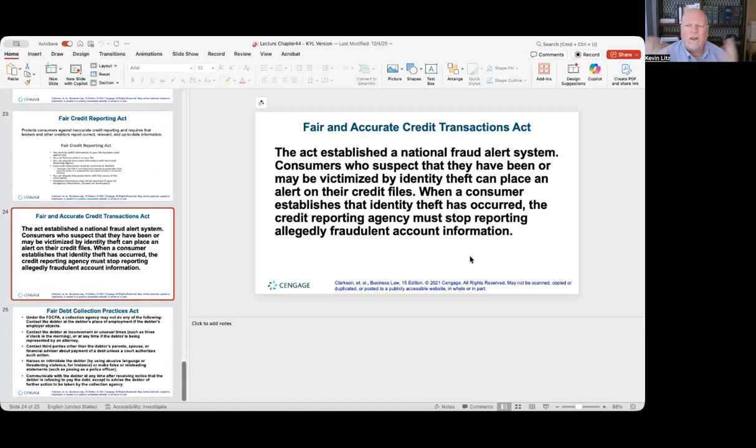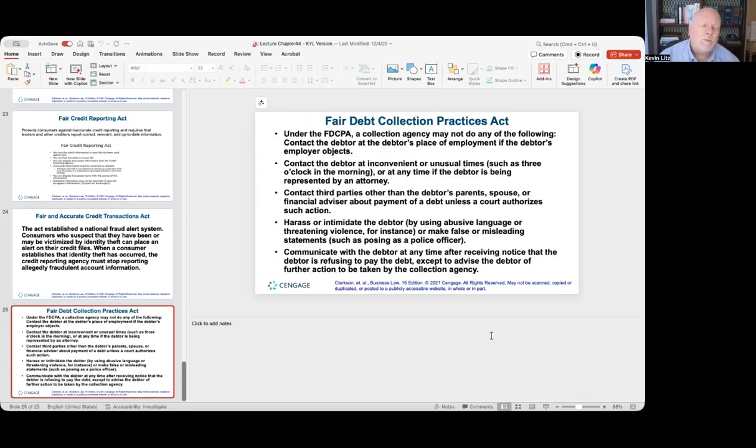There's also a national fraud alert system, and you can report it, and then they will demand that the credit agency act. Identity theft is a good example. They can demand that the credit reporting agency stop using the identity theft information on your credit report. Also, Fair Debt Collection Practices Act. That basically is you have an overdue debt. There are certain things that the collection agency, law firm, whomever is coming after you cannot do, or if they do, it's a violation. You could actually get damages from them if they do that.